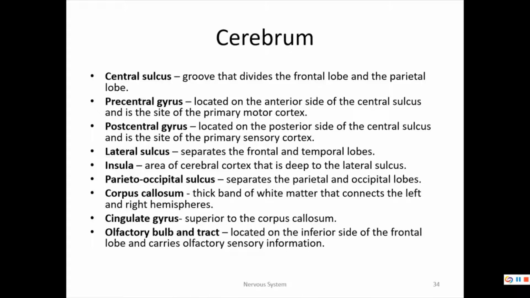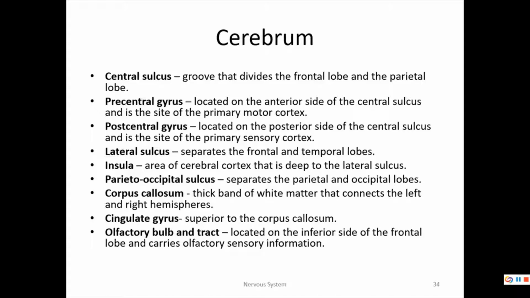Now, lateral sulcus. This is going to separate your frontal and temporal lobes. If you pull the lateral sulcus apart, you will see a deep part of the cerebral cortex under it called the insula, or insular cortex, because it's part of the cerebral cortex under that. Now, separating the parietal and occipital lobe is the parieto-occipital sulcus.